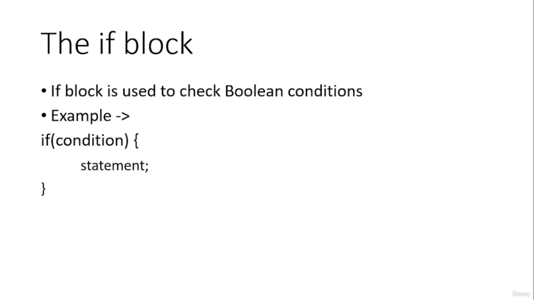The if block is used for evaluating specific Boolean conditions. The syntax is if followed by the Boolean condition, and in the braces we write the statements which we need to execute if the condition is successful. So that is the syntax of the if block.